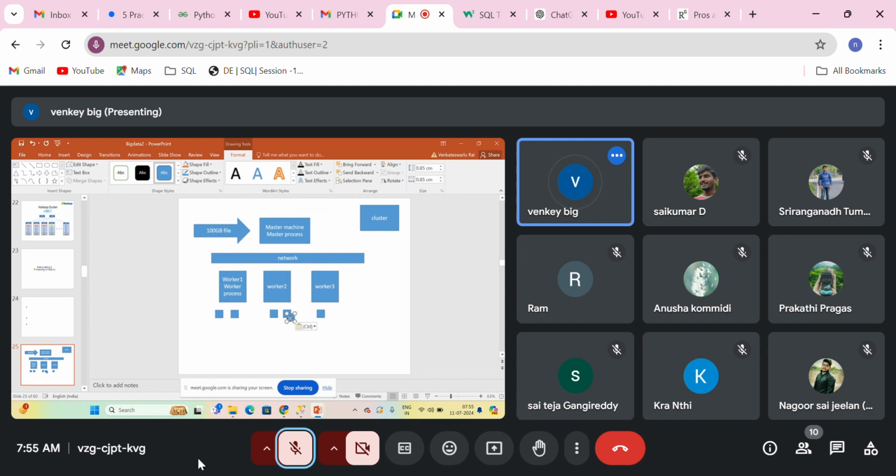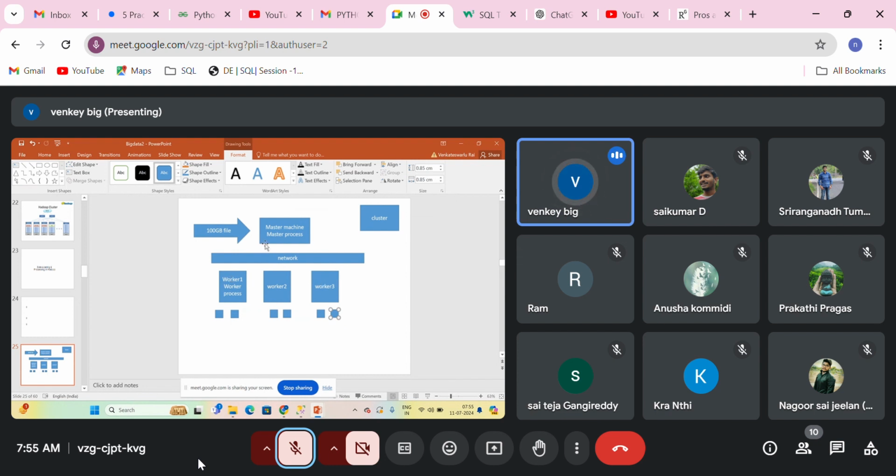Okay, so now your data is distributed. Be very, very clear, this is what distributed storage is. Your 100 GB file is not stored in a single machine. Your 100 GB file will be split and stored in multiple worker nodes.